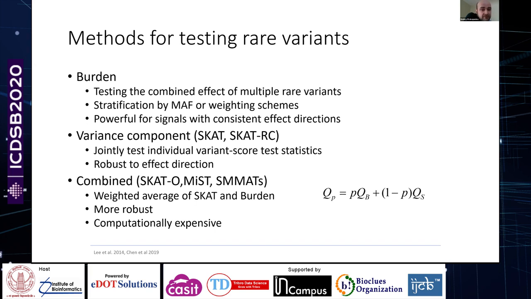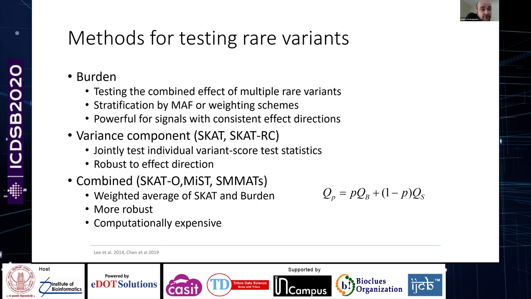Then there is a group of variance component tests. The most popular is SKAT, the sequence kernel association test. There is also a version of this test for combining rare and common variants. It jointly tests the variance component of the individual variants. The main advantage is that it's robust to effect direction, but this comes at a cost: it's less powerful for regions with consistent effect directions.